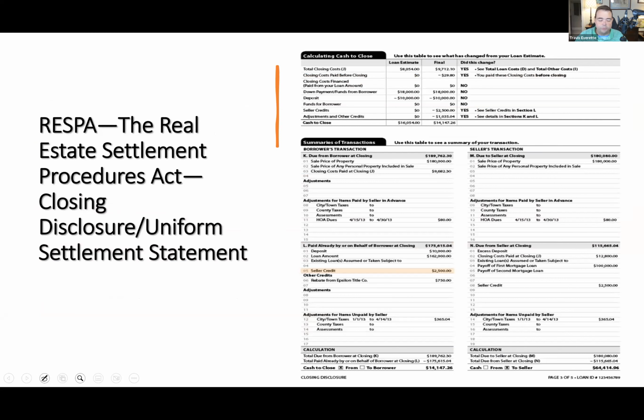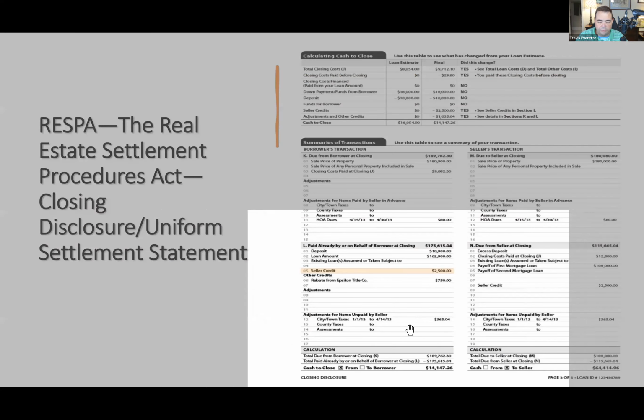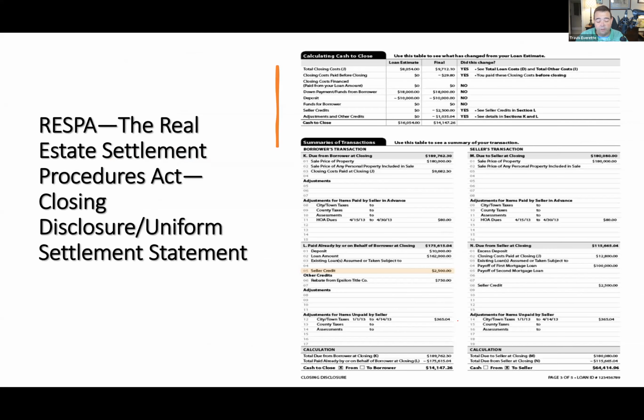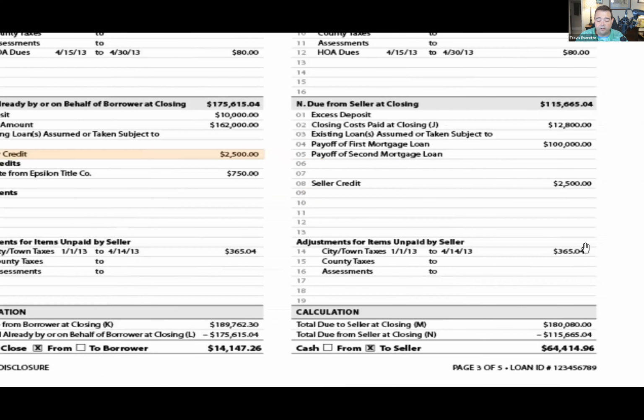It tells you, for example, how we came up with that $14,000 that somebody needs to bring to closing right there. It says, this is how we came up with it. Now, if you will notice, I'll zoom in on the other side just so you can see it. This does have a seller's side. It's not on there for the seller.